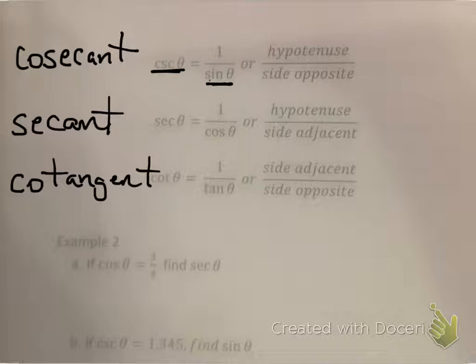Let's look at the first example here. It shows cosine of theta is 3/4, and secant of theta is what we're looking for. Well, secant is the flip of, is the reciprocal of cosine. So secant here is the flip of cosine. So all I have to do is do 1 over cosine.